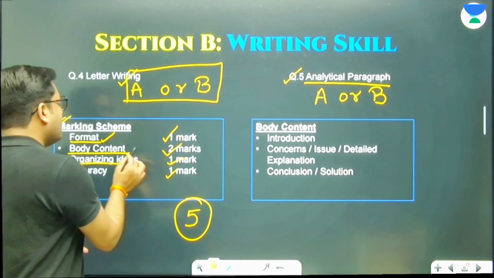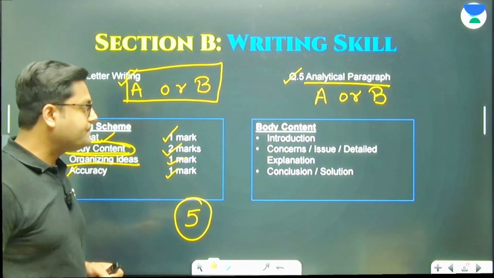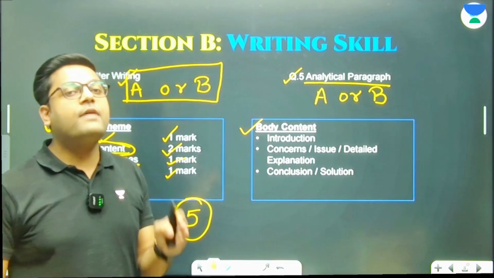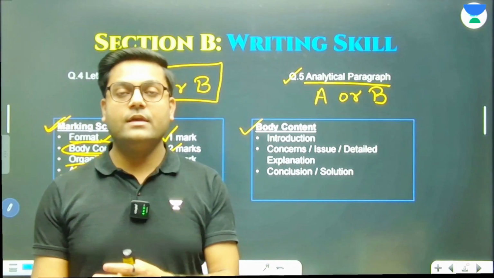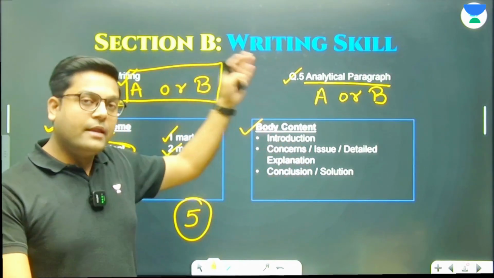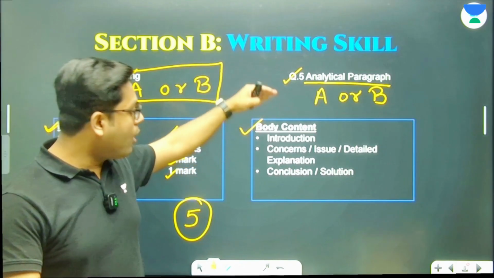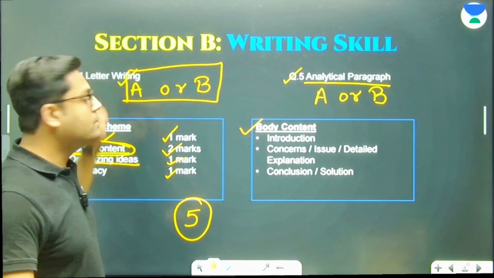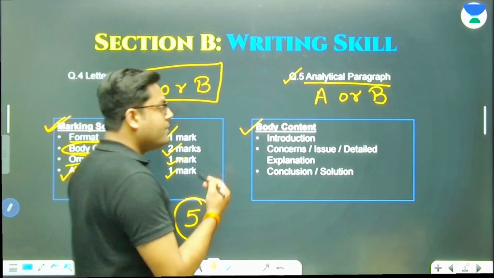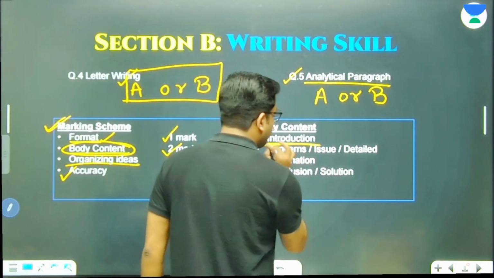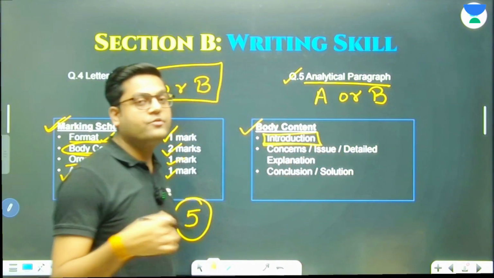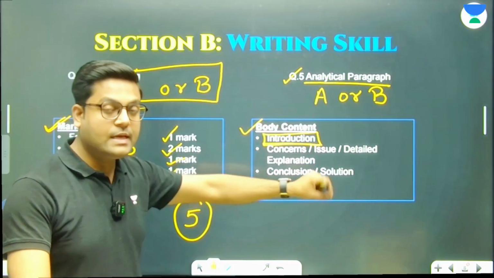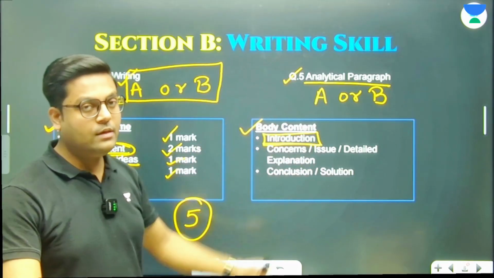Now, let's talk about the body content. When we talk about body content, your body needs to be divided into 3 different paragraphs in case of letter writing. And in the analytical paragraph, you can include all these 3 in one paragraph. Let's talk about letter writing first. In the letter writing paragraphs, the first paragraph is the introductory paragraph or the introduction, where you are going to introduce your subject about which you are going to talk about in the letter.